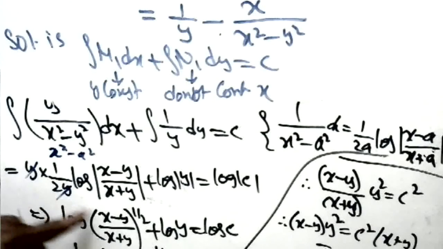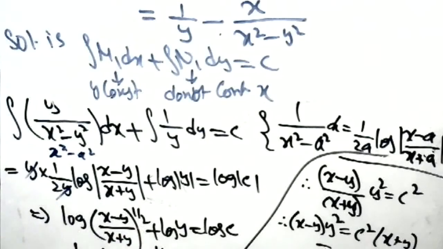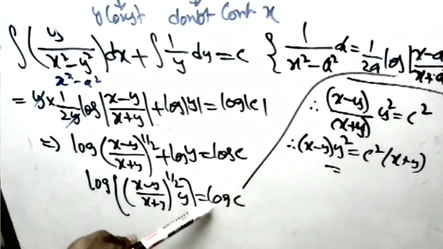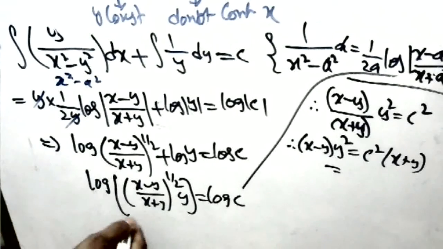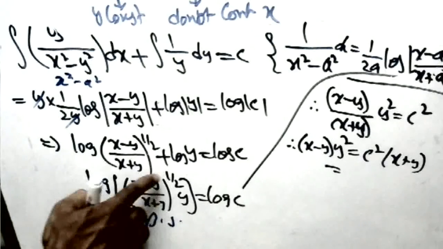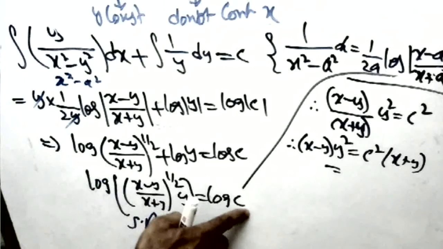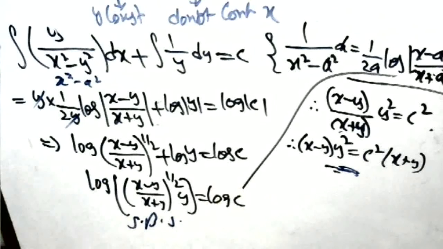Now this 2y will get cancelled. Bring this 1 by 2 in the numerator, in the power. You get, using log a plus log b equals log ab, log of ab equals log c. Log will get cancelled. Now this is power half, meaning square root. To remove the square root we will do squaring. If we do squaring on both sides, this root will go. What is left here? (x minus y) by (x plus y) equals y square, and this will become c square. Now the last step, bring this x plus y there. So we get (x minus y) whole square equals c square into (x plus y) whole square.